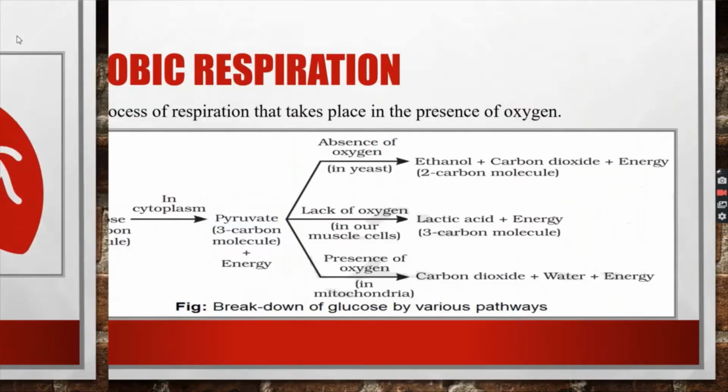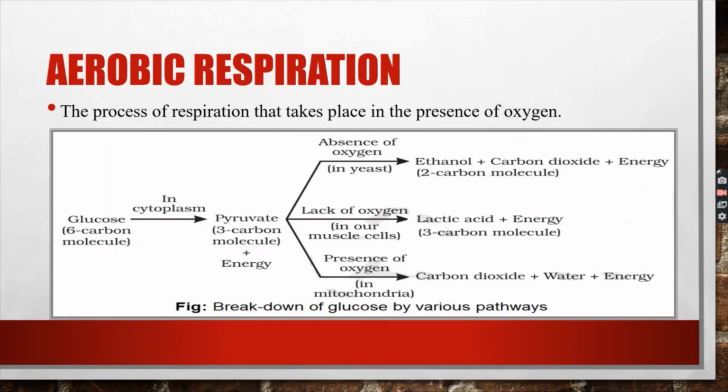Now let us learn about aerobic respiration. It is a process of respiration that takes place in the presence of oxygen. Look at this diagram. Glucose, that is a 6-carbon molecule, breaks down to pyruvate. Pyruvate is a 3-carbon molecule plus energy. Aerobic means in the presence of oxygen. So in the presence of oxygen, where does this take place? In mitochondria. It gives out carbon dioxide plus water and energy.